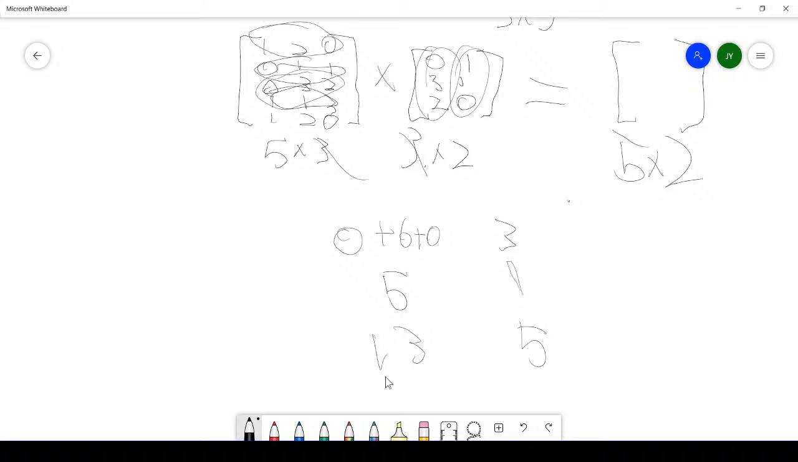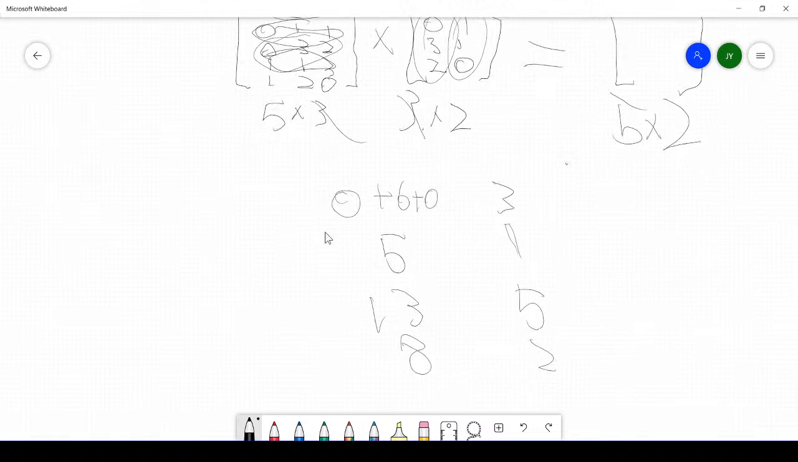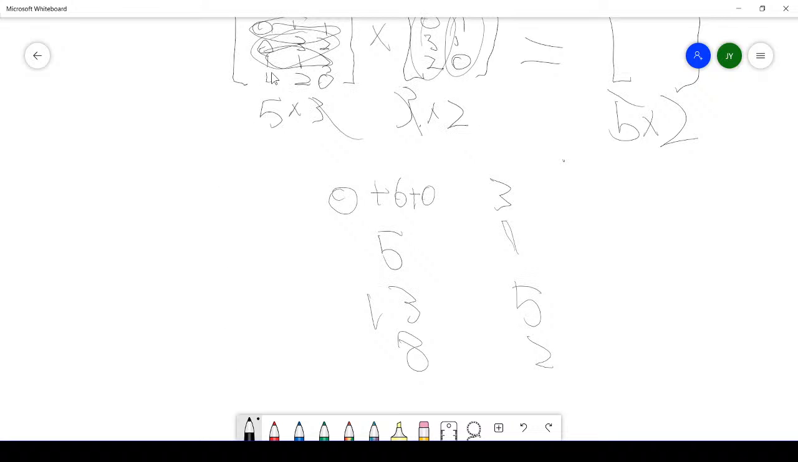3 times 2, 6. 5, 8. 1, 1, 1, 1, 0. So 2, 6, 3, 6, and then 3. You can see here, we get a 5 by 2 matrix.